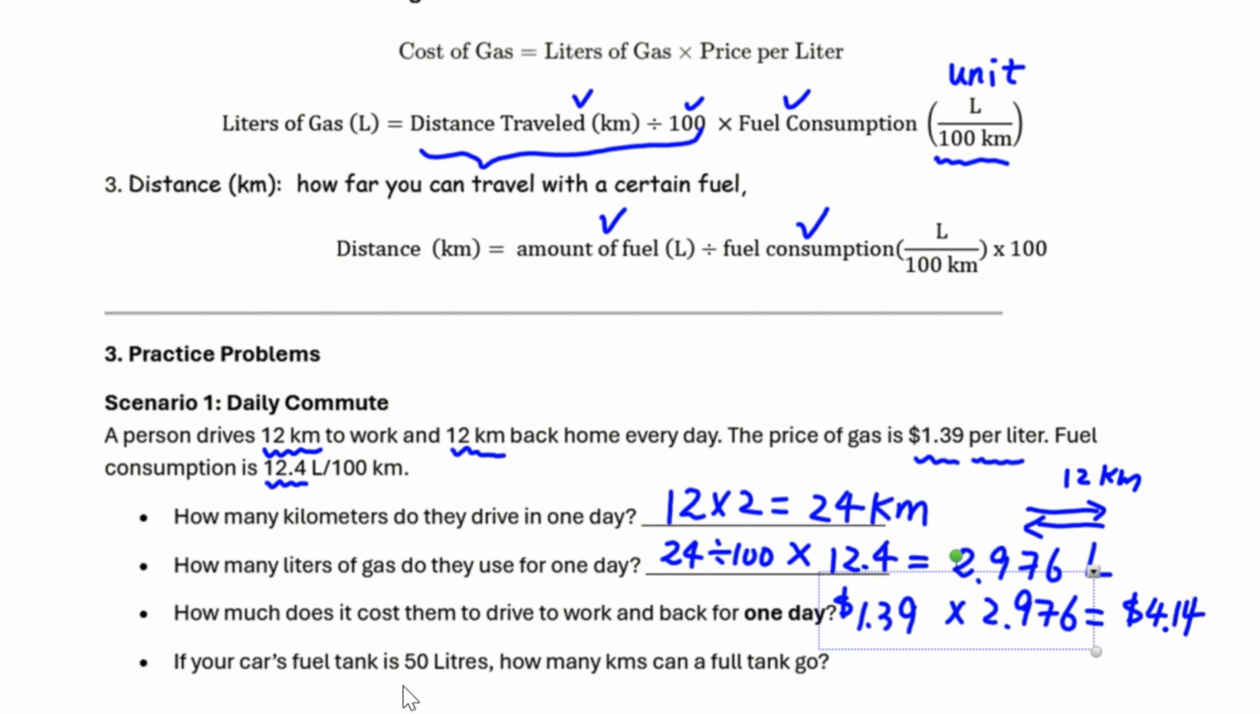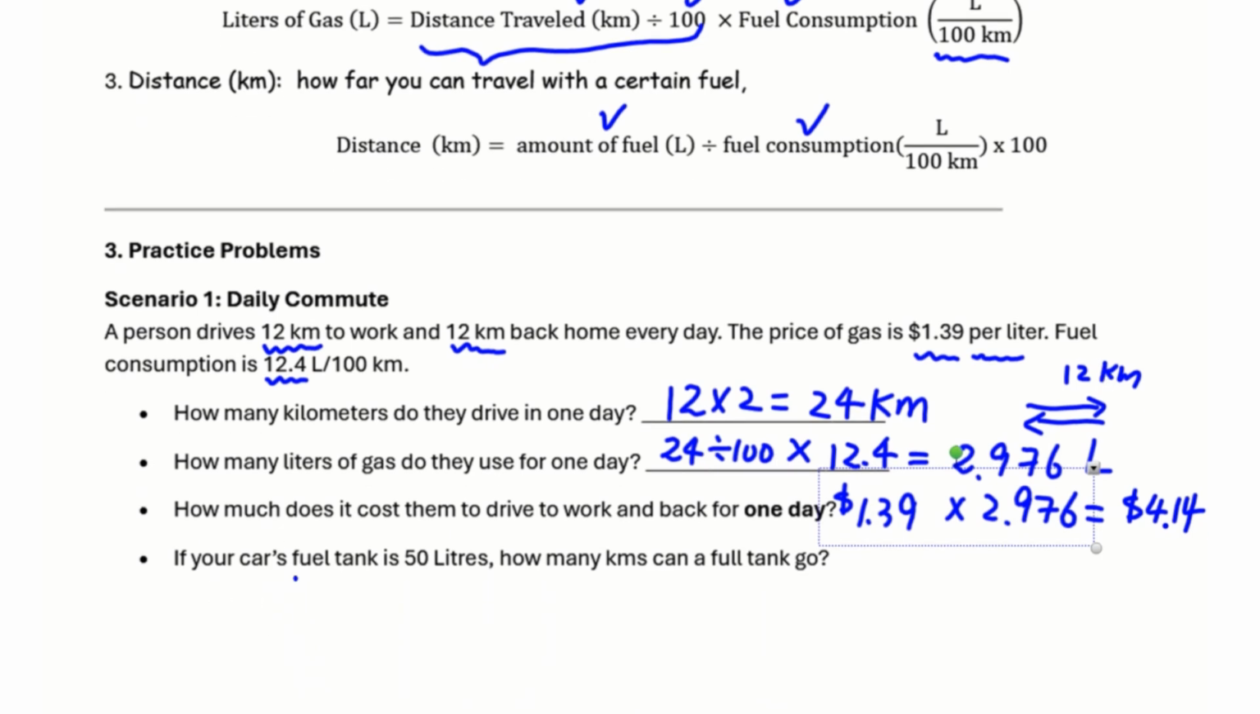If your car's fuel tank is 50 liters, how many kilometers can a fuel tank go? So we are going to use 50 liters, then divide by the fuel consumption, 12.4 liters per 100 kilometers. That is how many 100 kilometers traveled. So we are going to times 100 to get how many kilometers. So this one is the amount of fuel, 50, divided by fuel consumption, then times 100. So when you are looking for distance, we use this formula.